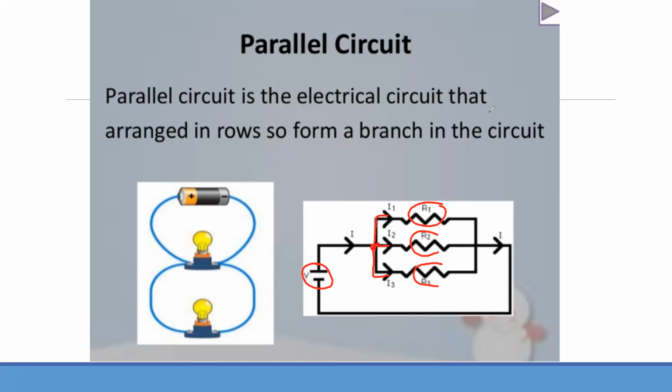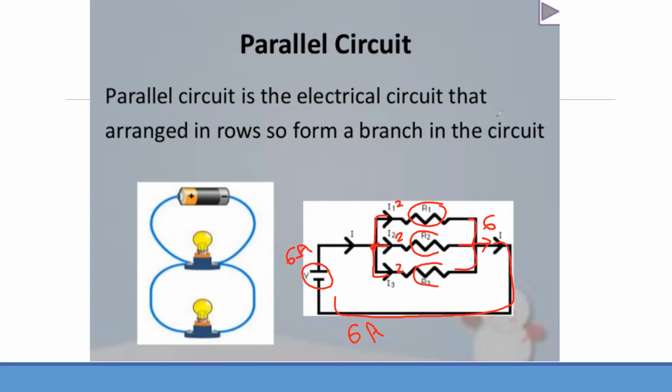If the current goes to R1, we call it I1. If it goes to R2, we call it I2. And if it goes to R3, we call it I3. As an example, if it is 6 ampere, here we have 2 ampere, 2 ampere, 2 ampere. When the resistances are equal, the current is divided equally. If the resistances are equal, the current will be distributed in 3 paths, 2 and 2 and 2. And when they go out here, they come back as 6 ampere.